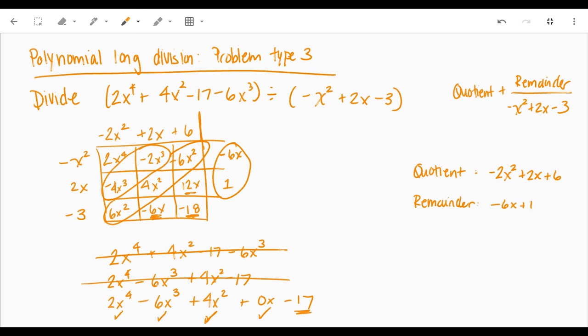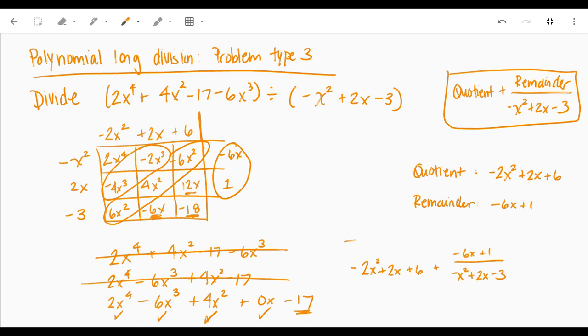Now if I write it in the format that they want, my answer is going to be negative 2x squared plus 2x plus 6 plus negative 6x plus 1 over negative x squared plus 2x minus 3. Final answer just like that.